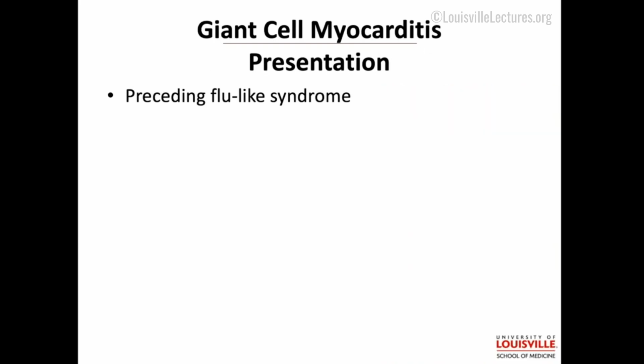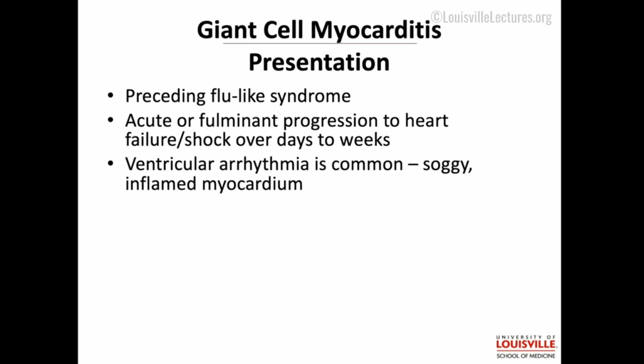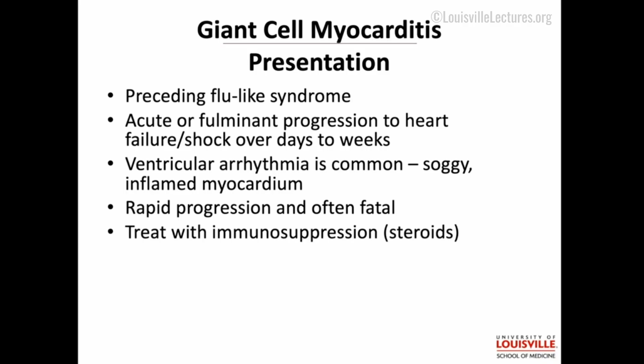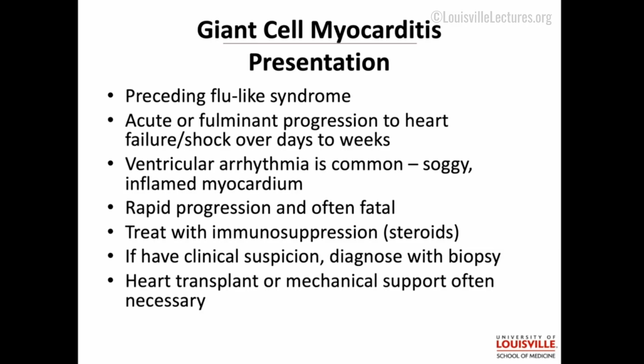Here's what giant cell myocarditis tends to look like: a flu-like syndrome, and then very rapid fulminant progression to heart failure and shock. These people can go from feeling normal in 2 days to being on ECMO or other mechanical support in the ICU. Again, common is ventricular arrhythmias, rapid progression, and oftentimes fatal. We actually treat giant cell with immunosuppression. It's an evolving field, and there's a lot of different opinions and no great evidence. And you do need to get a biopsy, because this is one of the few myocarditis that we are going to treat with immunosuppression. And oftentimes these patients need mechanical support or end up going to transplant.